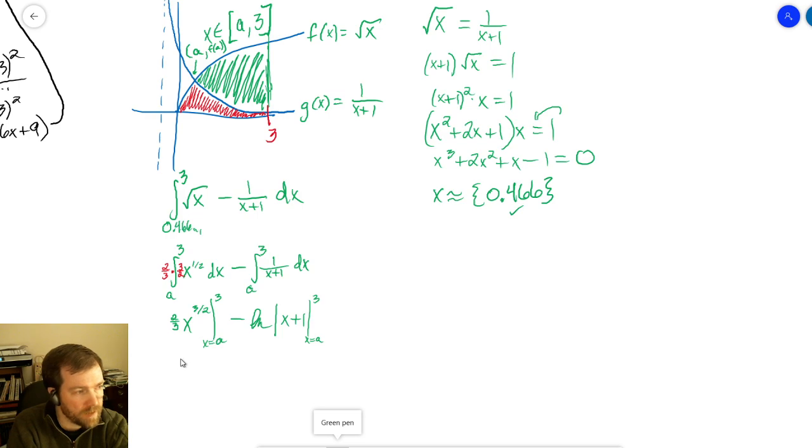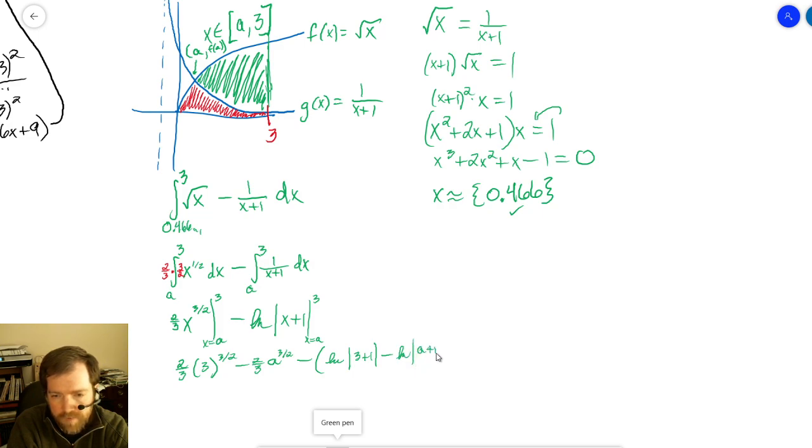All right, then, our fundamental theorem of calculus says take the top one, and we're going to plug that in first. So 2/3, 3 to the 3/2, minus 2/3 a to the 3/2, minus parentheses, natural log absolute value of 3 plus 1, minus natural log absolute value a plus 1. Keeping in mind the lowercase a here is just a constant, so we'll get there.